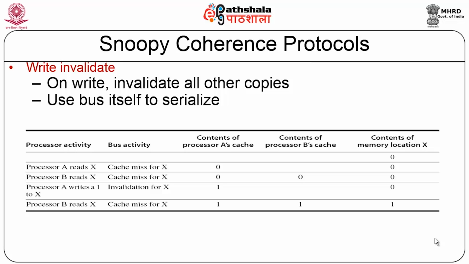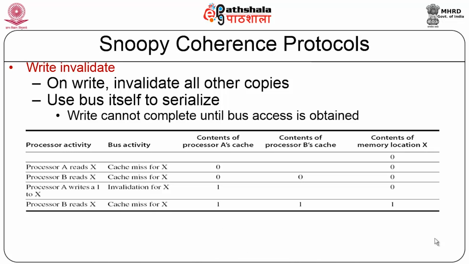One way of handling this is to invalidate the data. When a processor performs a write on one data, it invalidates all other copies, and it uses the bus to serialize these activities. That is the write invalidate approach, which means because you are using the bus to serialize, the write cannot complete until the bus access is obtained.